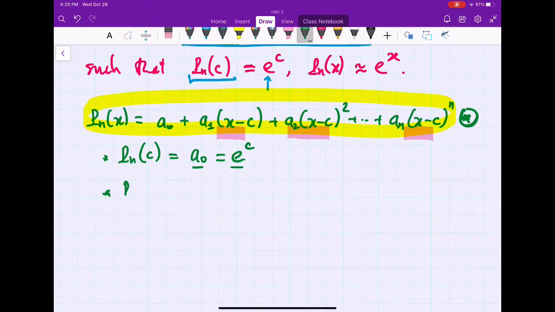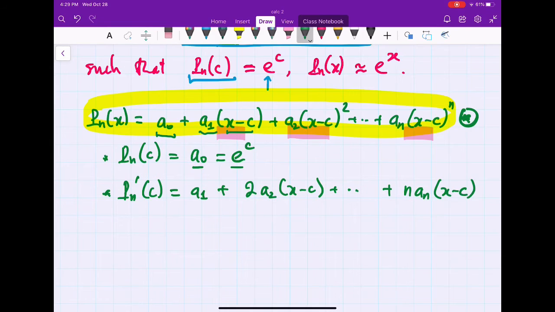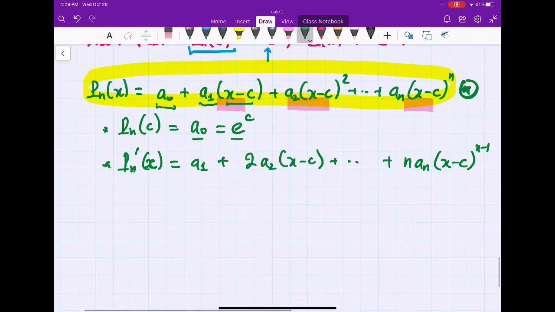So the first time, let's say Pn prime c equal to a1, because in this situation, a0 disappears, right? The derivative of a1 times x minus c is just a1, so you have coefficient a1 in here. The second term is 2a2 times x minus c, plus so on, plus n an times x minus c to the n minus 1. Oh, sorry, here you should have Pn prime of x, right? We just differentiate it.